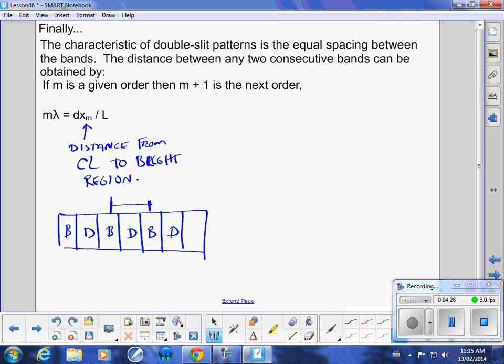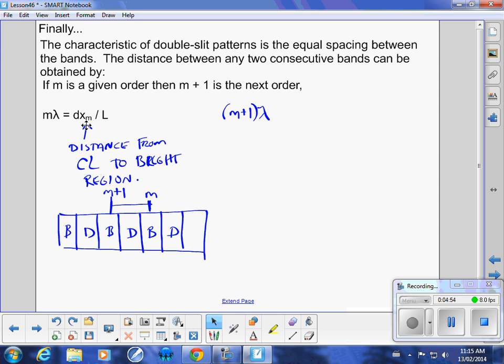So I take that formula, m lambda, and I know the next one will occur. So let's say this occurs at m, so I'm back down with my diagram again. This is going to be at m plus 1, the next bright region. So I'm going to take the difference between the two. That means in brackets, I'm going to go to the far region first, so m plus 1 lambda.